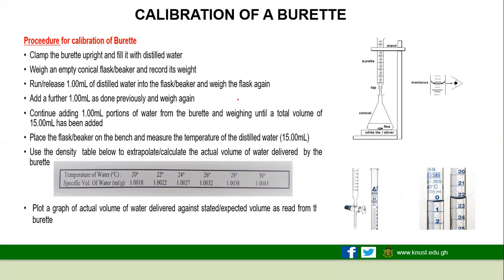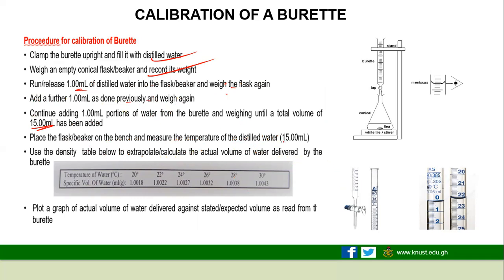Now, what do we do? We are saying that you clamp your burette upright and fill with distilled water. Now you weigh an empty conical flask. Then you run 1 ml of distilled water into the flask, and then you weigh. You take the weight. You add a further 1 ml, you check the weight. You continue adding 1 ml and checking the weight till you come to a total of 15 ml. Right? Good. Now we are saying that place the beaker on the bench and measure the temperature of the distilled water. So we are measuring weight.